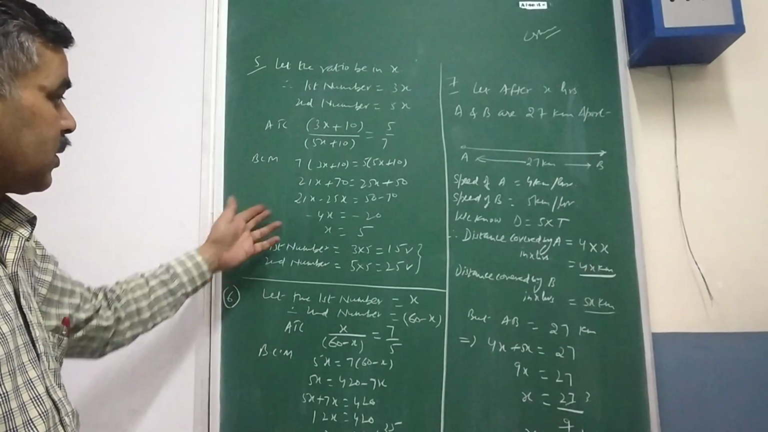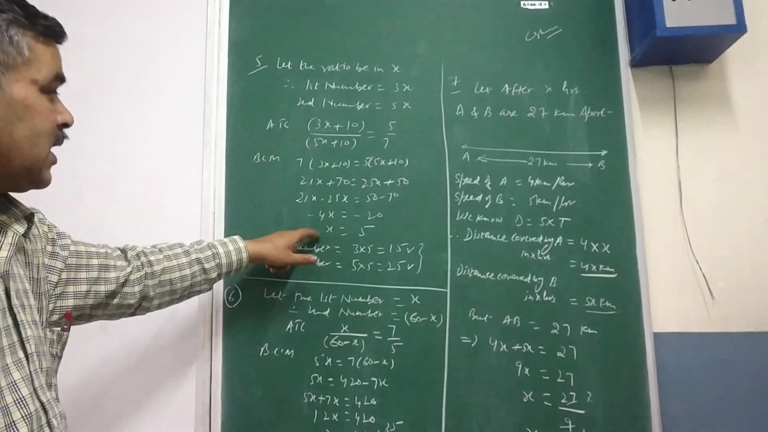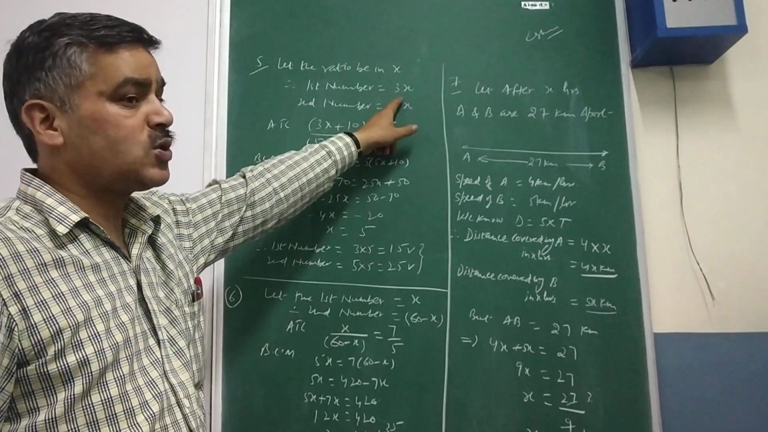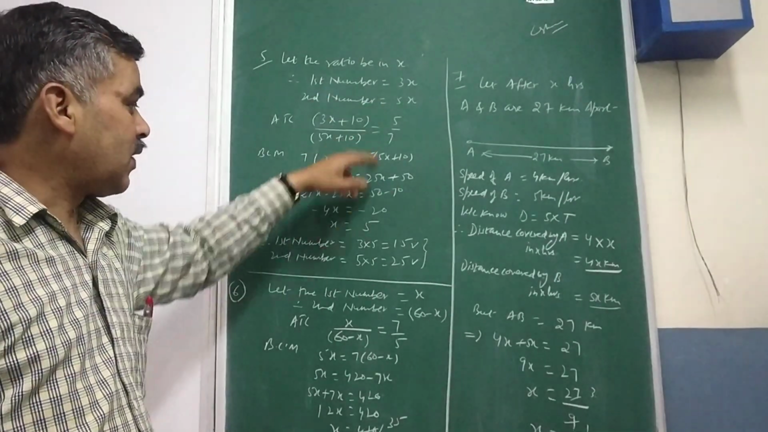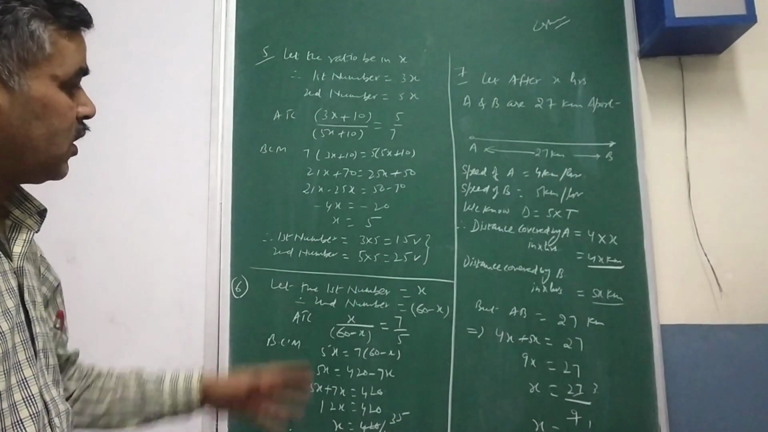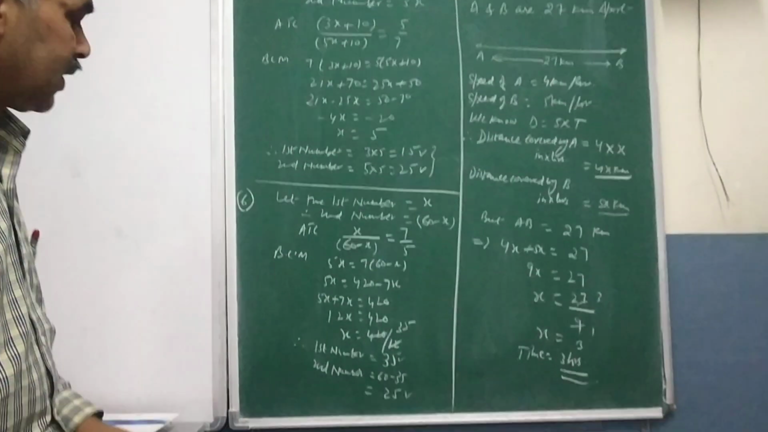Do the cross multiplication, again get the value of x and put that value back because you need to calculate the numbers. So 3 into 5 will make it 15 and 5 into 5 will make it 25. So that will be your answer, 15 and 25.